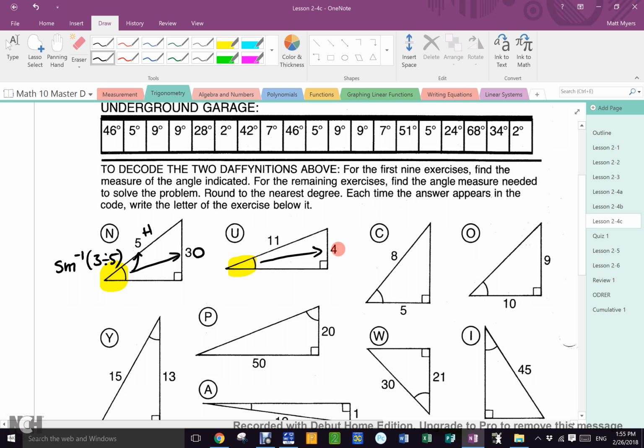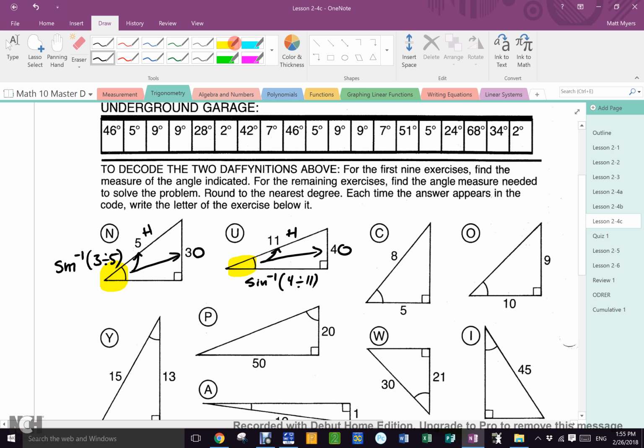What's this one? There's my angle. What's this across? Opposite. What's this up here? Hypotenuse. O and H is sine again. So it is shift sine of 4 divided by 11. Then you get your answer.